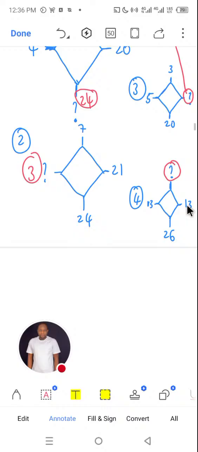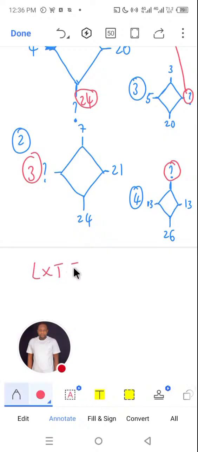Then look at this one. You remember, if you multiply the left and the top, you will get the right. So left times top is equal to right. So if this is 13, which is the left, 13 times what will give me 13? Obviously, it is 1. So this one here is going to be 1. That will be the answer. And that's it. So we're done with that sample.